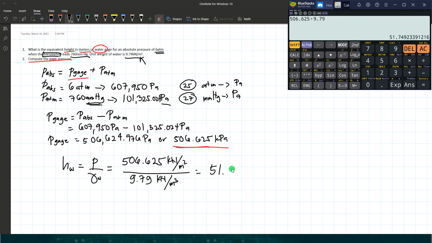That's 51.749 meters. That's the height of water. Or this is the pressure head required to obtain this gauge pressure, which is 506.625 kilopascal. So that ends the second part of our lecture for hydrostatics.